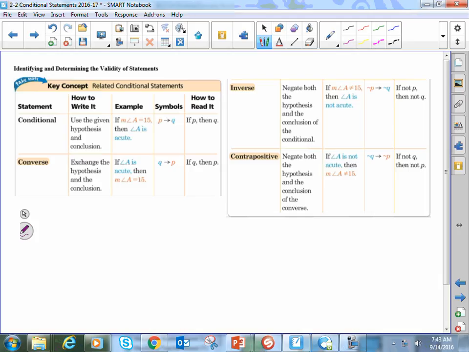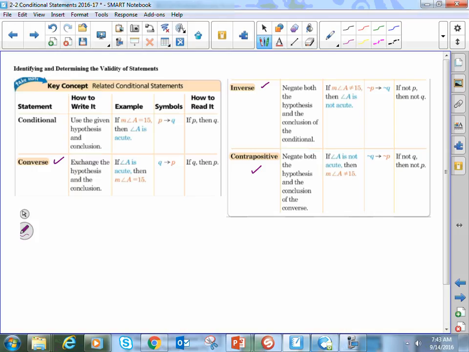We have 3 different kinds. We have a converse, we have an inverse, and we have a contrapositive. Now each individual statement, converse, inverse, and contrapositive, is written from the original conditional statement, meaning I don't have to have the inverse in order to be able to write the contrapositive. Everything comes from the conditional statement.